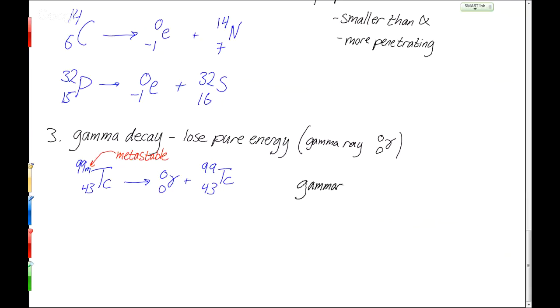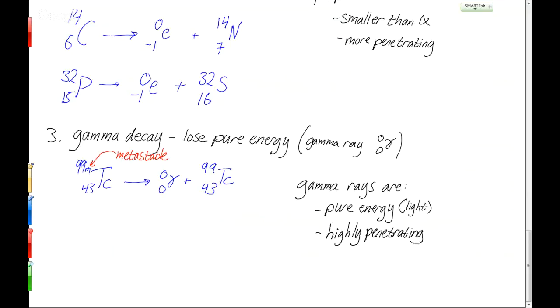So gamma rays are pure energy and highly penetrating. But that also means that they can pass through you without causing damage a lot of the time if there's not too many of them. Because they're just so small, they're just high energy light, there's a pretty big chance they're just going to go right through you without doing anything bad.